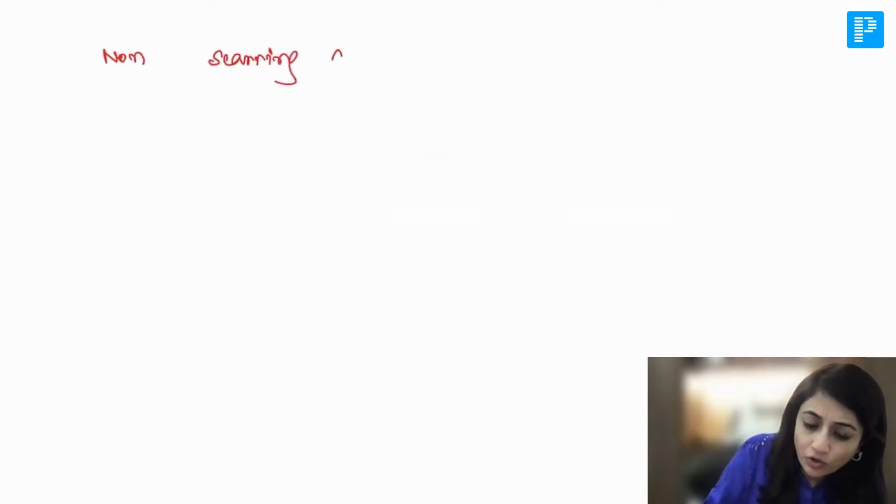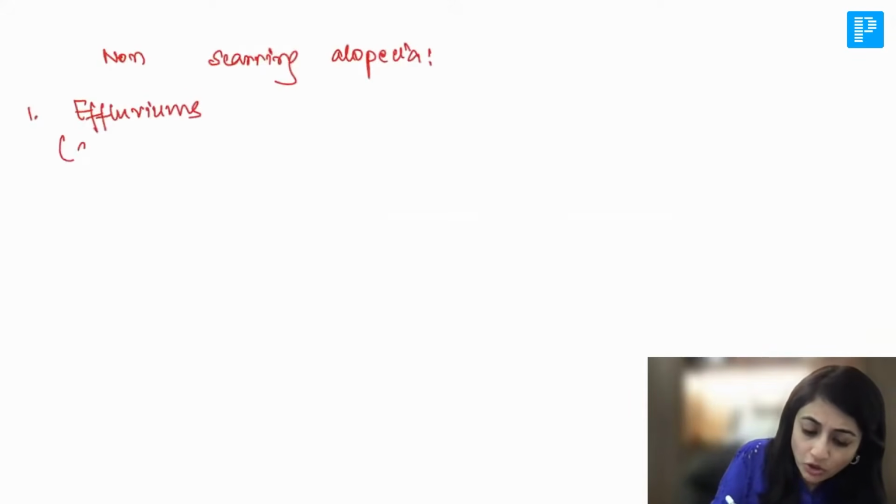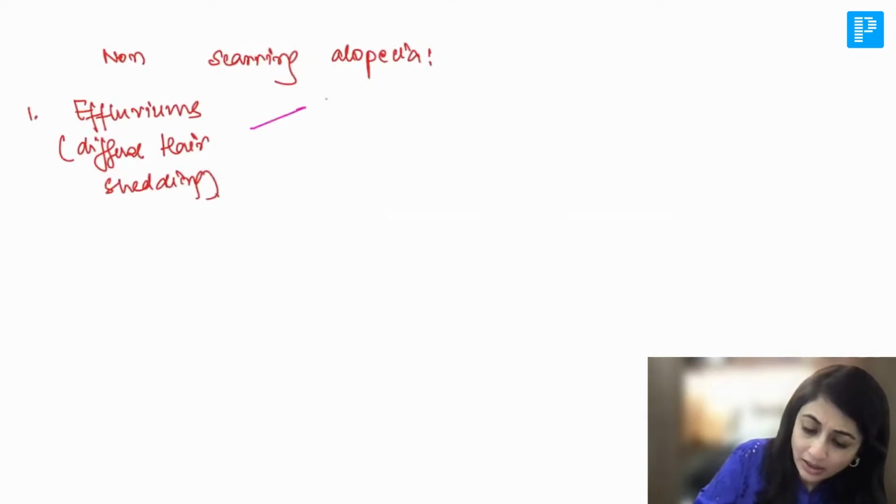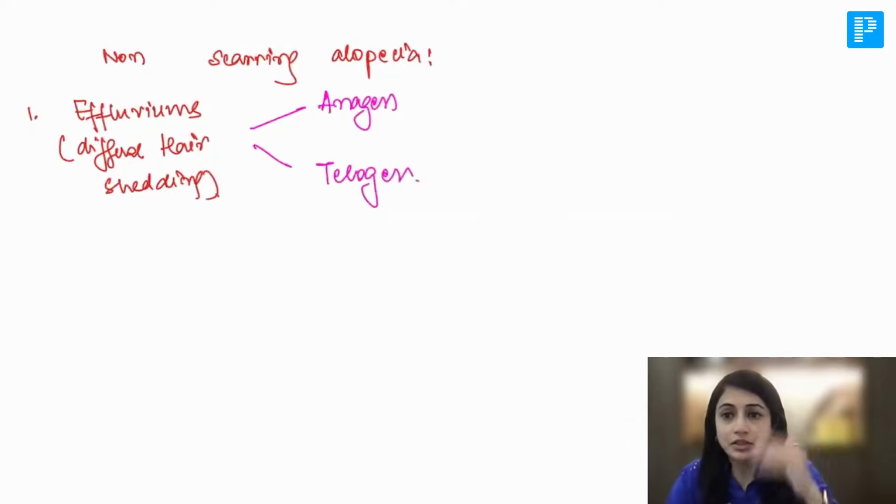Now, when we talk about non-scarring alopecia, we further divide it into various forms, right? The most common non-scarring alopecia is what we call effluviums. In effluviums, you see diffuse hair shedding, right? Effluviums is further divided into two categories: anagen effluvium or telogen effluvium. Now, where do we see anagen effluvium?